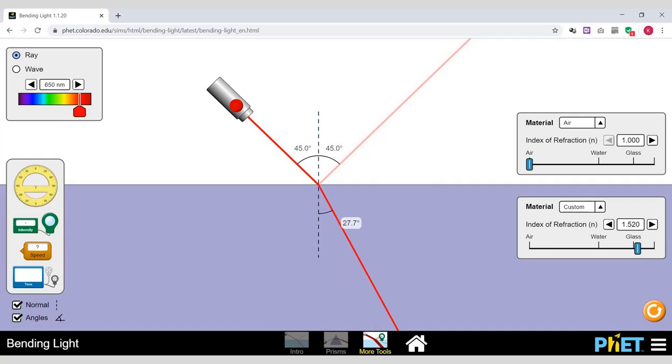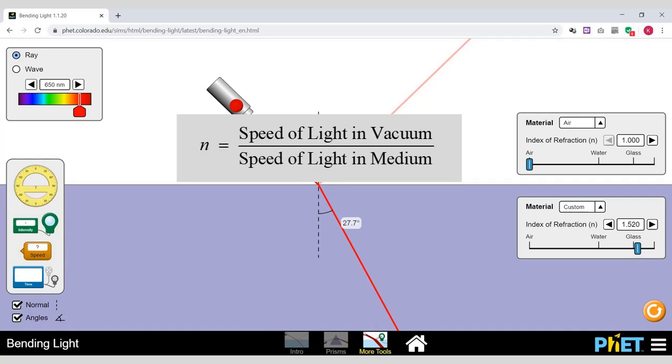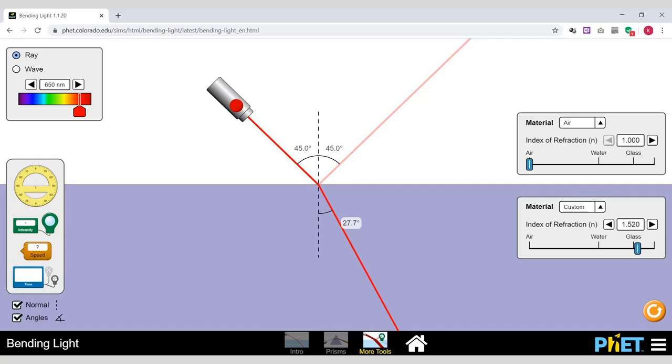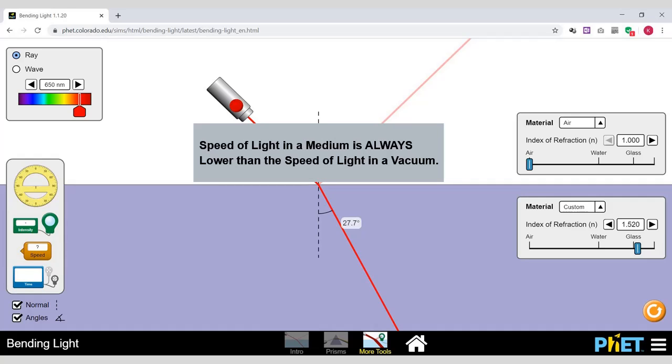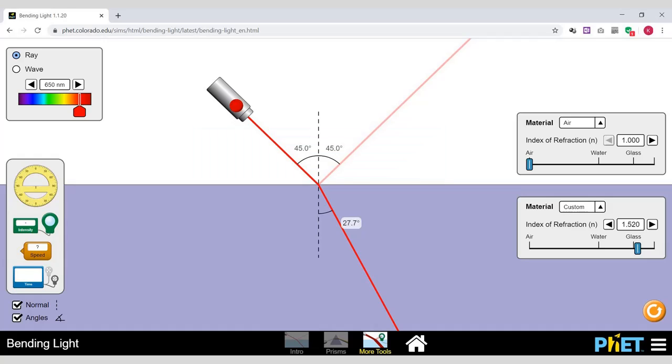So let's now return to the index of refraction. What does the index actually measure? The answer is, it is simply a ratio of the speed of light in a vacuum divided by the speed of light in the medium. Now, when light travels through a medium, its speed will always be lower than the speed of light in a vacuum. Consequently, this ratio, called the index of refraction, will always be 1 or greater than 1. In addition, it has no units because it is a ratio.